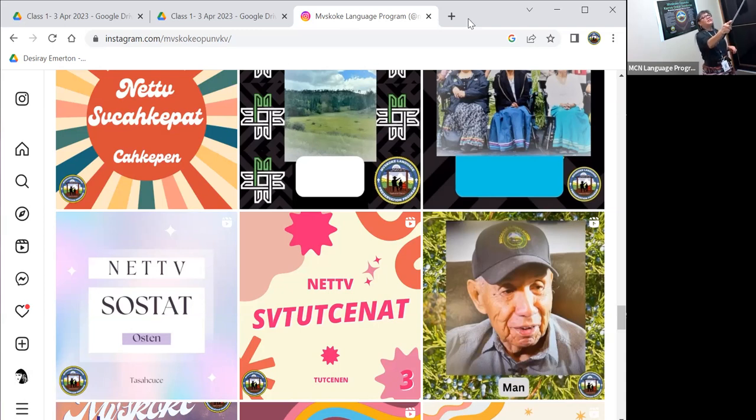And this is what I've been tasked to do, is I've been tasked to create a word of the day. And these are the ones that I've created.